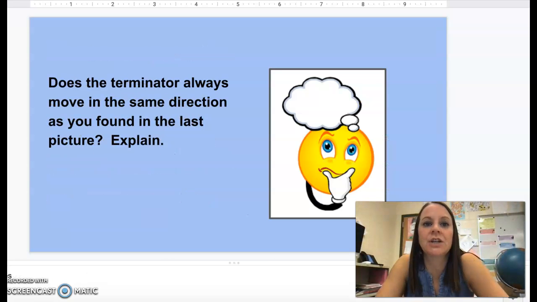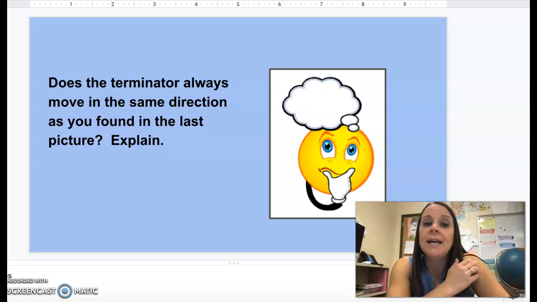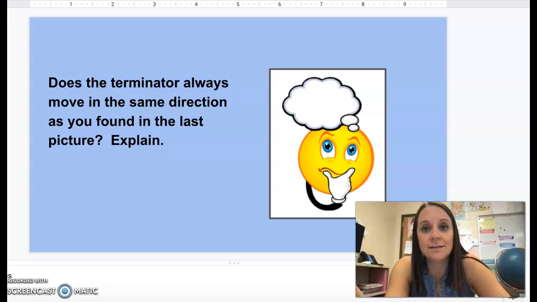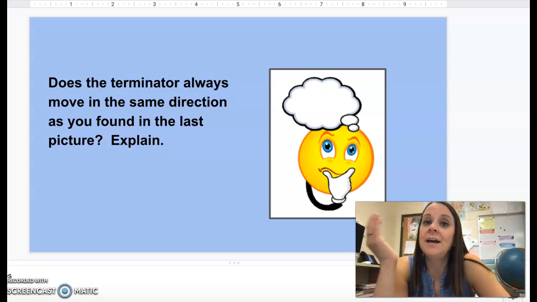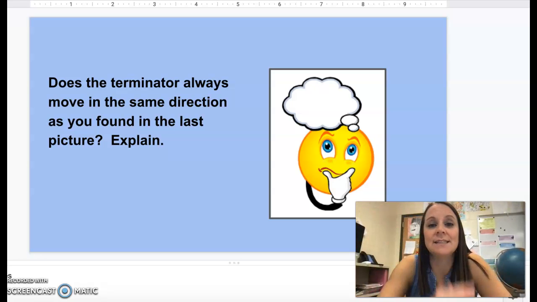Then we had a discussion looking at whether the Terminator always moves in the same direction. Is it always moving across from east to west? And yes, it is. The only way it could be moving the opposite direction is if the Earth started rotating the opposite direction. If the Earth, for some reason, started rotating clockwise, then the Terminator line would move across from west to east. The sun would rise in the west and set in the east, and the opposite thing would happen.